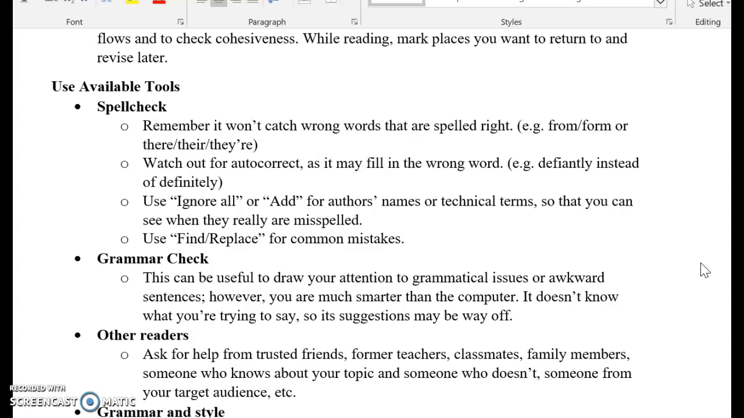Of course, there is a grammar check in Word, and this can be useful to draw the attention to your grammatical issues or awkward sentences. However, one thing you have to keep in mind is that you are smarter than the computer in most cases here. It doesn't always know exactly what you're trying to say, so you can go with its suggestions, but if it doesn't seem right, then you can ignore them.